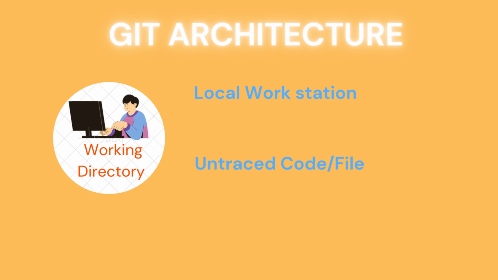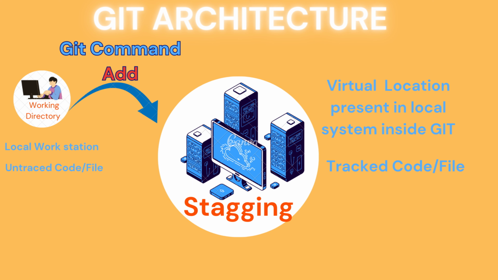As I mentioned earlier, there are 4 stages. The first stage is the working directory where we write our own code, and the code written in this area is considered an untracked file. The second stage is the staging area where, by making use of the git add command, you move the code to the staging area. The staging area is like a virtual location present inside our Git and the untracked code is converted into tracked code.